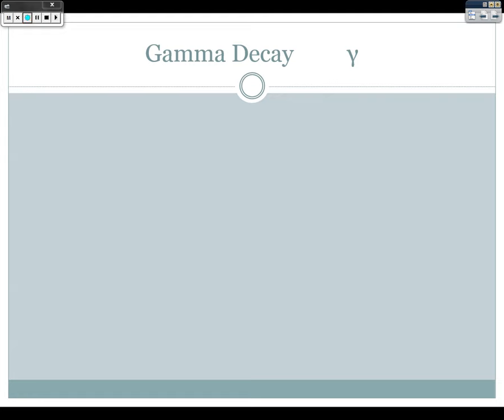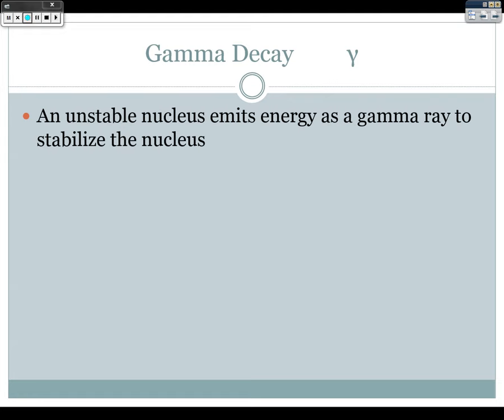Now, gamma decay is not a form of mass. It's just an unstable nucleus emitting energy as a gamma ray to stabilize the nucleus. So something like cobalt-60 will release gamma rays. Now, it stays cobalt-60 because we did not change the number of protons and neutrons. So the element itself stays the same. It's just releasing extra energy in the form of gamma radiation.